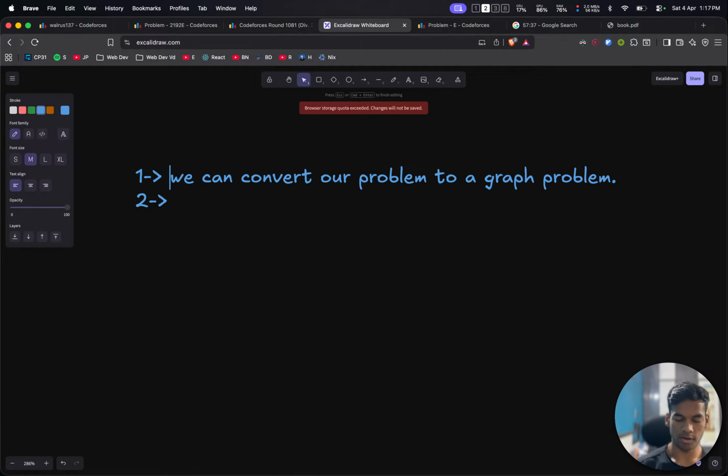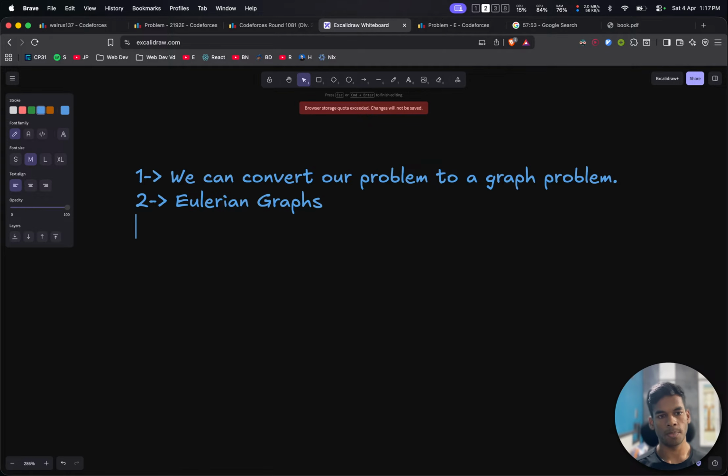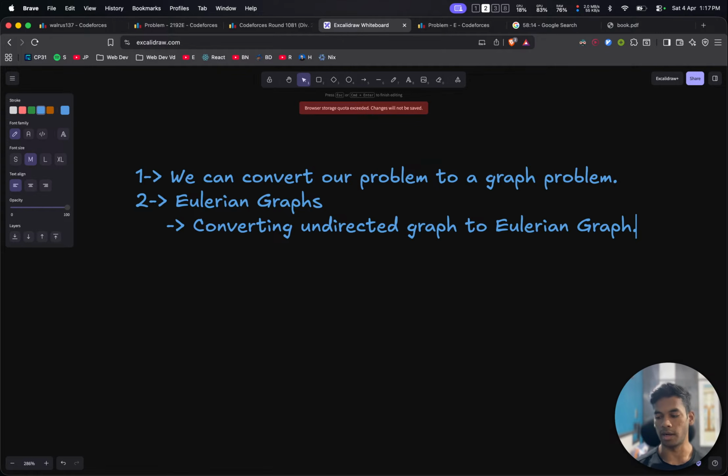And second, well, first of all, W should be capital, and second is the concept of Eulerian graphs, and a subconcept of finding Eulerian graphs, not this, but converting undirected graphs to Eulerian graph.